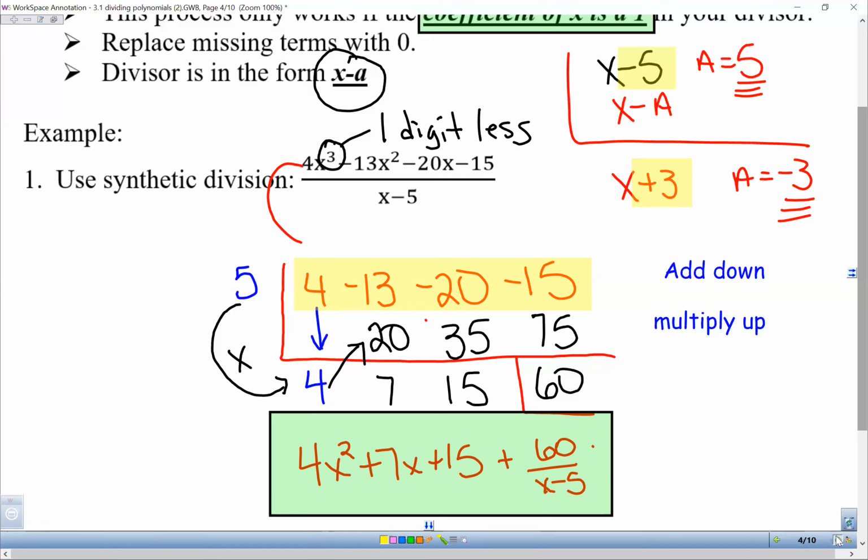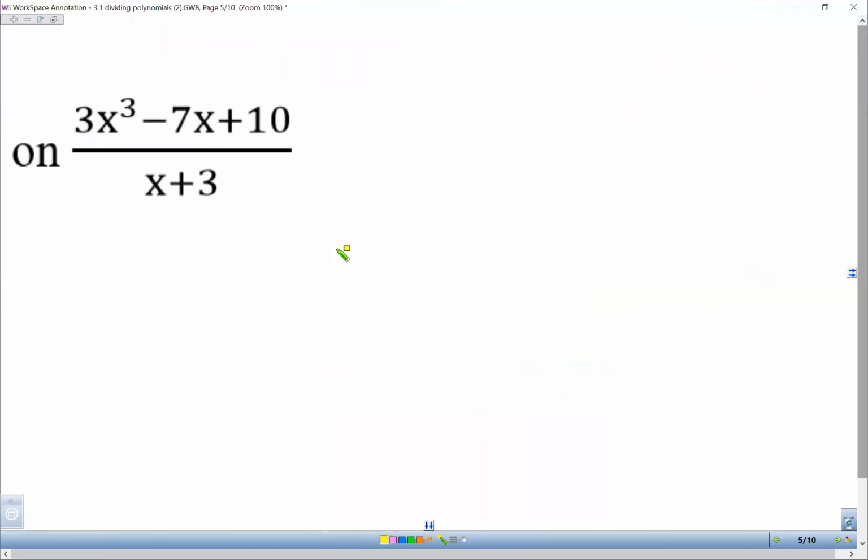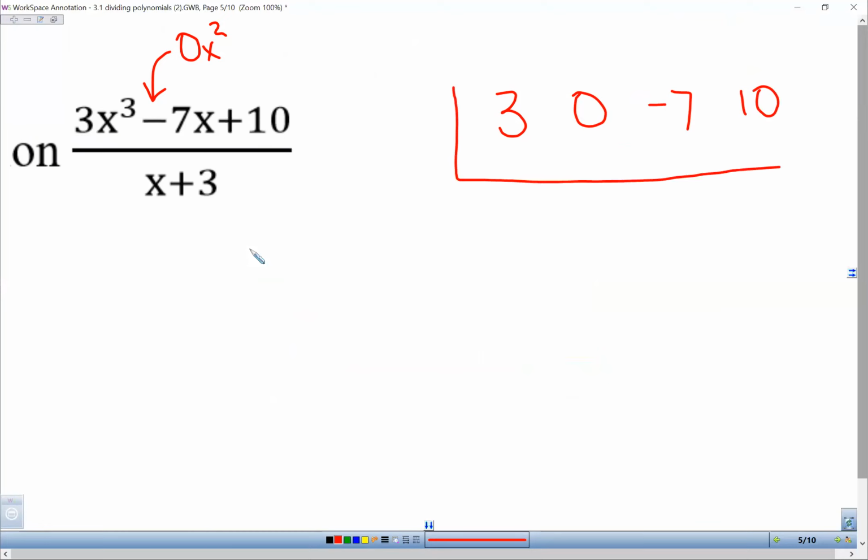Take a look at another one. I think I have another example. Yeah, here we go. So this one, if you notice, there is a missing term here. We don't have an x squared, so I need to put a 0 in place of the x squared. So my coefficients are actually 3, 0, negative 7, and 10. And because it's x plus 3, that means a is equal to negative 3. So that's what we're using for our synthetic division.